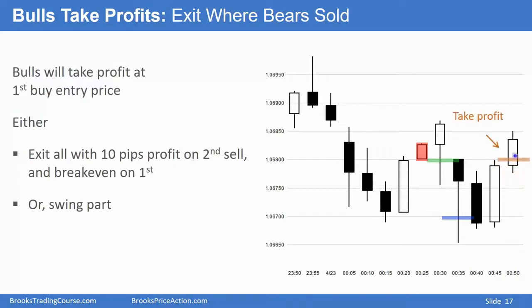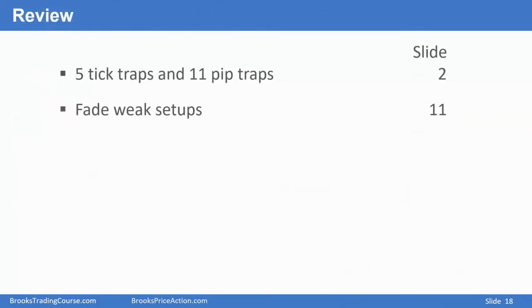So profit-taking area. If traders think the context is good enough for a swing up, they might swing part. But in general, small bars, prominent tails, small range, traders are scalping. In this video, I talked about 5 tick traps and 11 pip traps, where the market goes almost far enough for a scalp and then reverses. And finally, I talked about fading weak setups.